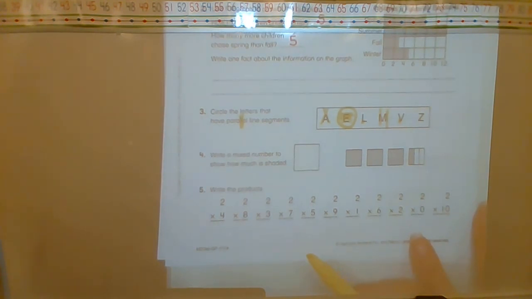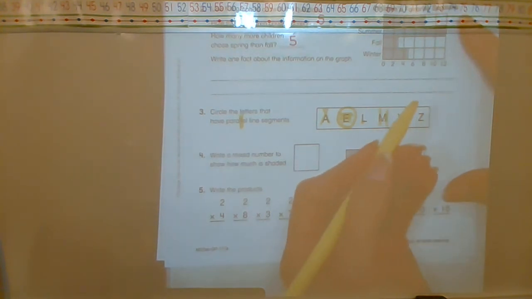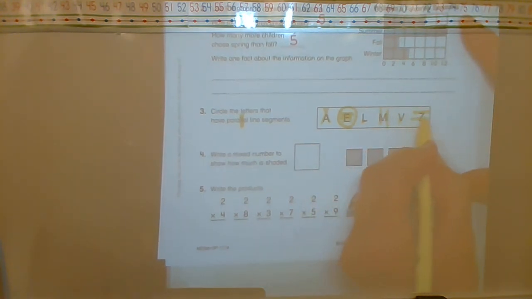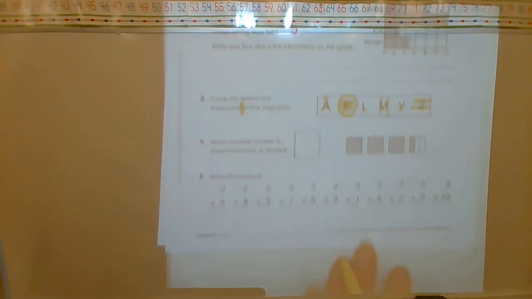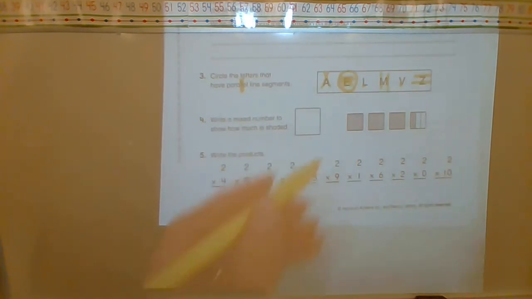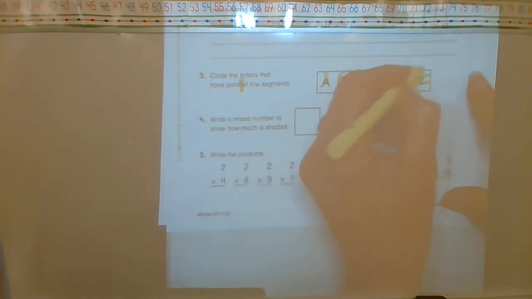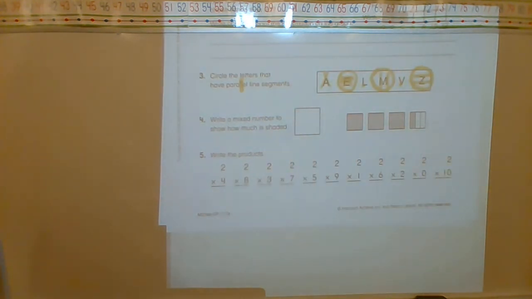What about Z? Yeah, if I look at his horizontal, his train tracks, they can run side by side and never crash. Good job. Oh, I didn't circle them. M should be circled and Z should be circled. Ooh, that was close. Thanks for following directions.